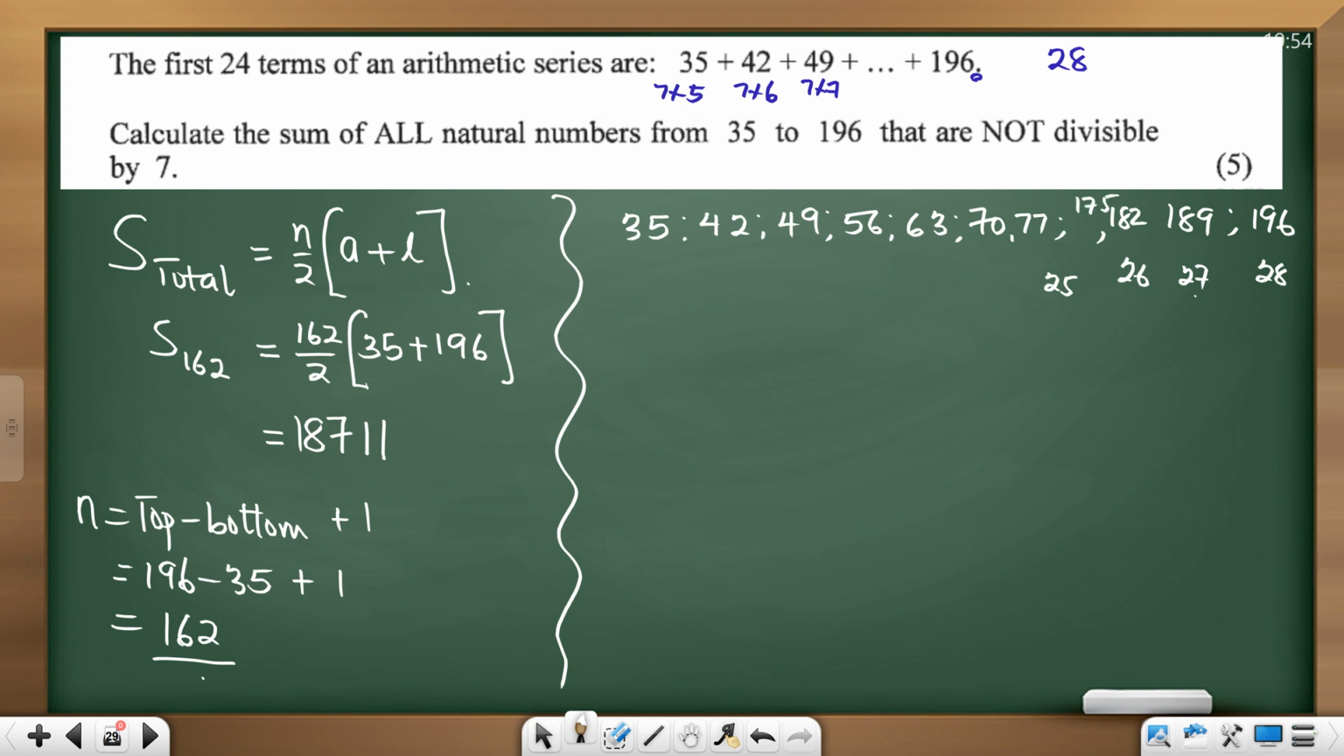Now, all of these numbers are in the sequence. Does that mean those are divisible by 5? It is 35. It is 70. And that continues until what? 175. Because we are extracting from the main sequence.